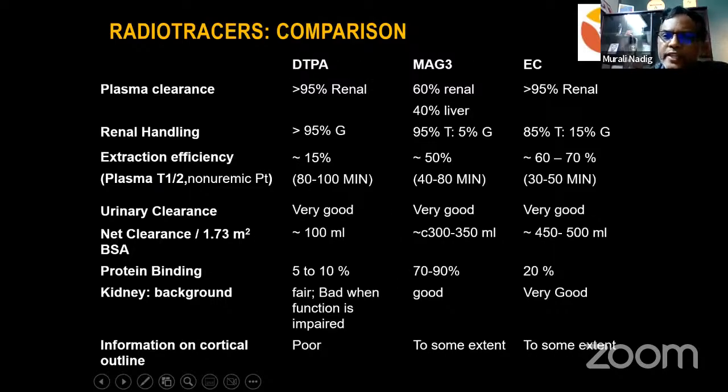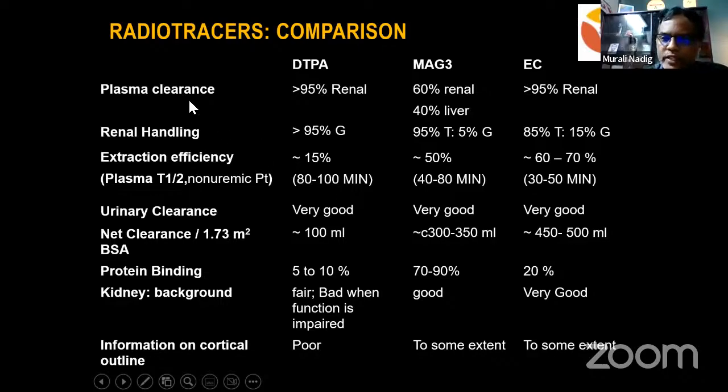Now, when you compare these three tracers, you have to refresh a little bit of our pharmacokinetic understanding, what we had studied in second year MBBS. So you have to know plasma clearance, renal handling, extraction efficiency, urinary clearance, protein binding, and these factors will determine kidney to background ratio and what information we get on renal cortical outline.